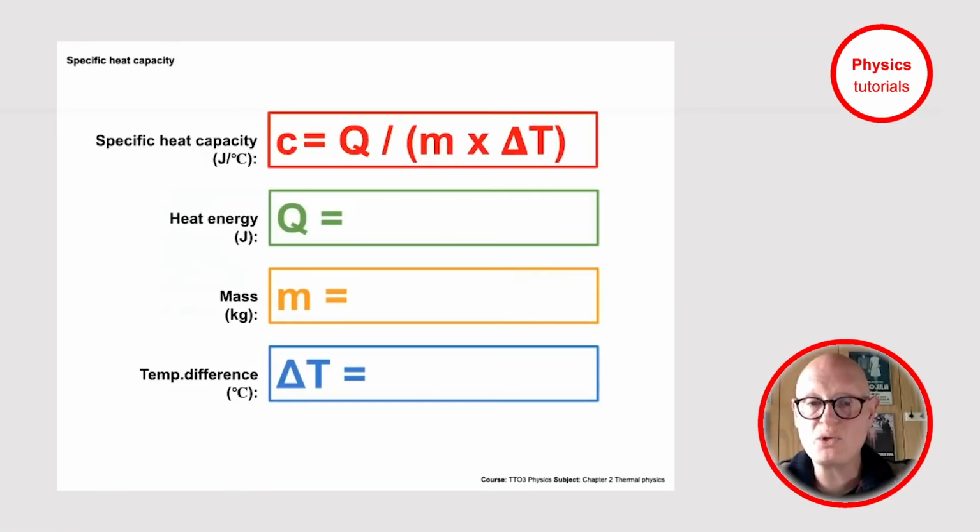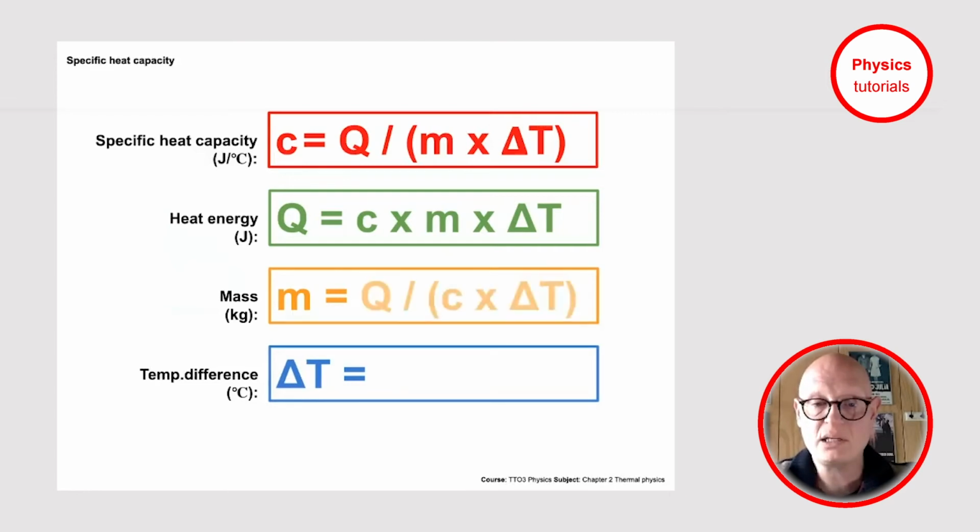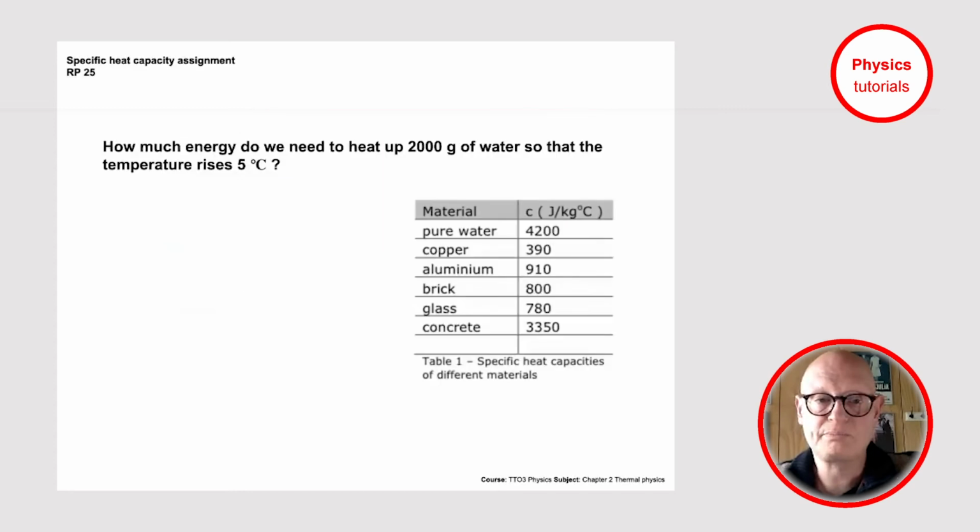Now I will show you the result of rewriting the equation of specific heat capacity. For heat energy, it's c times m times delta T. For mass, it's Q divided by c and divided by delta T. And for temperature difference, it's Q divided by c divided by m. Let's try to use this information for a question.